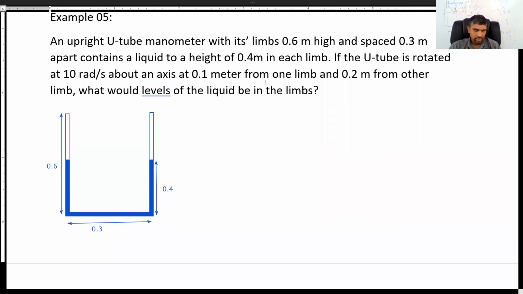It's going to rotate, no, but the rotating distances are 0.1 and 0.2, no. Therefore, the axis of rotation is not the symmetrical axis. This axis. The omega is given as 10.